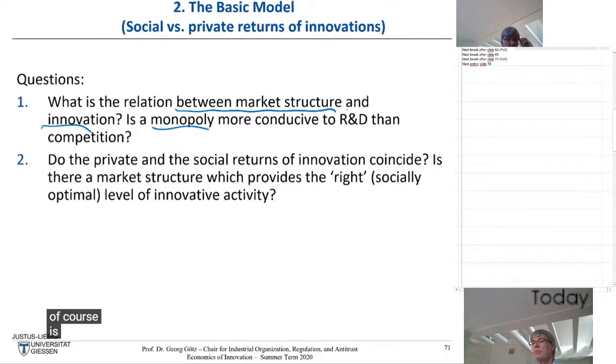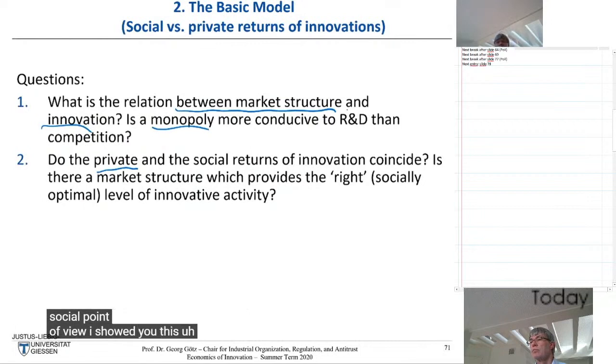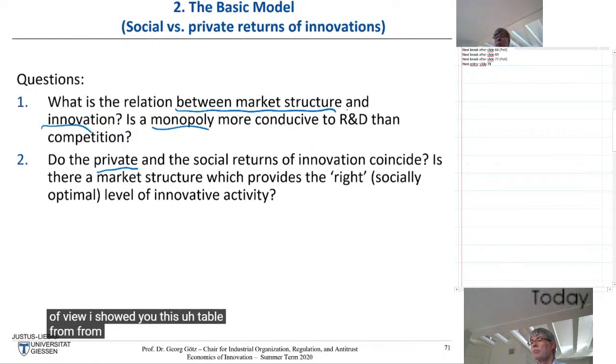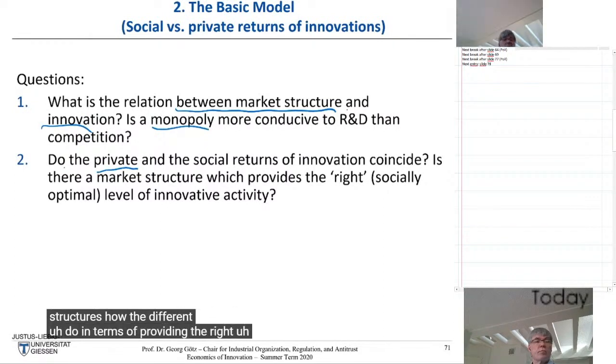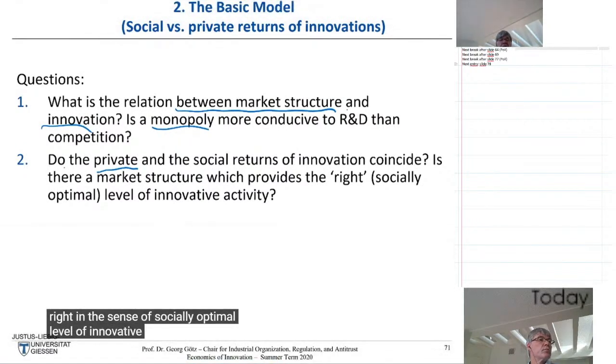The next question, of course, is whether these incentives, the ones the private investors get, are the right ones from a social point of view. I showed you this table with the different estimates of the rates of return. And what you saw there was that the social returns are typically much higher than the private returns. So we would expect underinvestment in R&D, and we look into how the different market structures do in terms of providing the right incentives, and therefore leading to a socially optimal level of innovative activity.